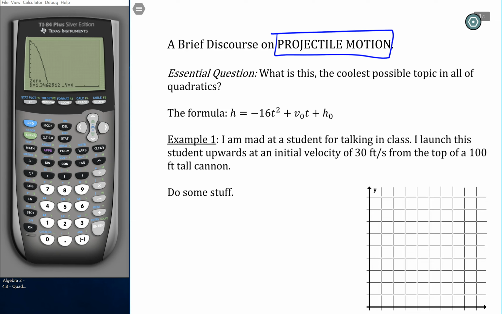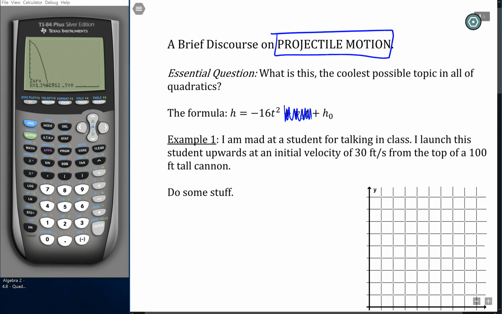So projectile motion, here's the formula. You have seen a part of this formula before. You have seen h equals negative 16t squared plus h sub 0. Remember that h is the height at a given point in time, and in this case, height is in feet and time is in seconds. You know that h sub 0 in our free fall equation meant the initial height.